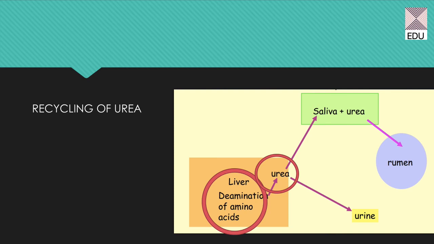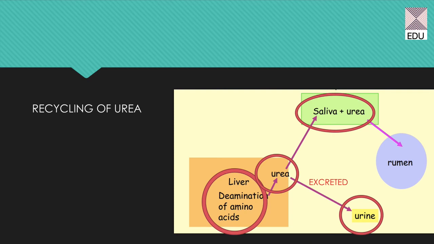So this urea is produced by the action of the liver inside the ruminant. Now this urea may be excreted out in the urine simply, as it is being done in ourselves also, in humans. But in ruminants, there is one more recycling method, which is that this urea is mixed with the saliva.